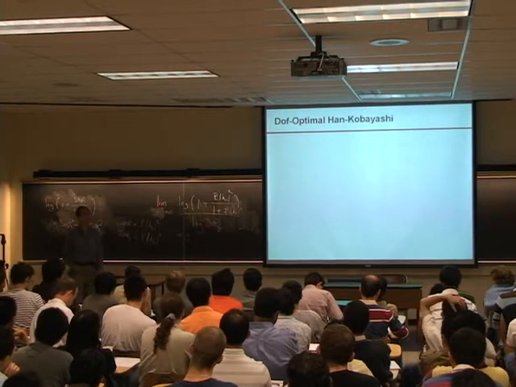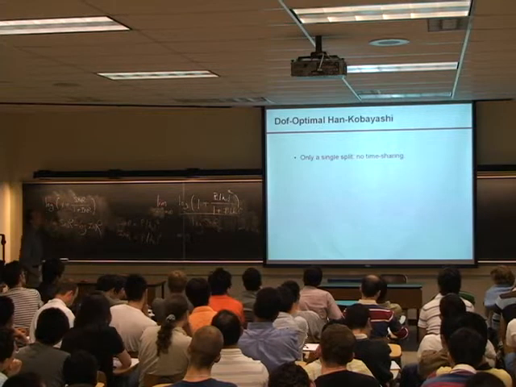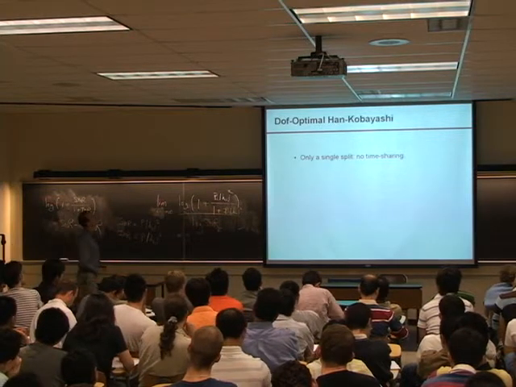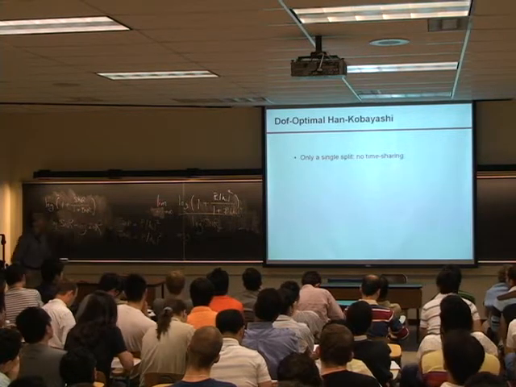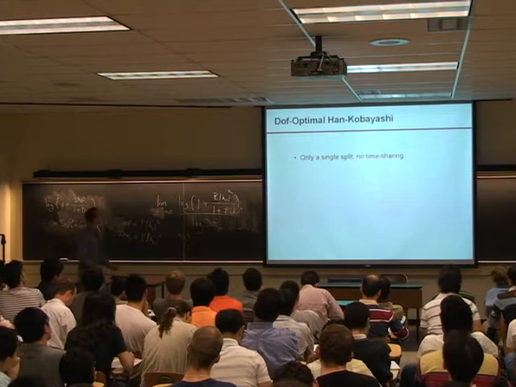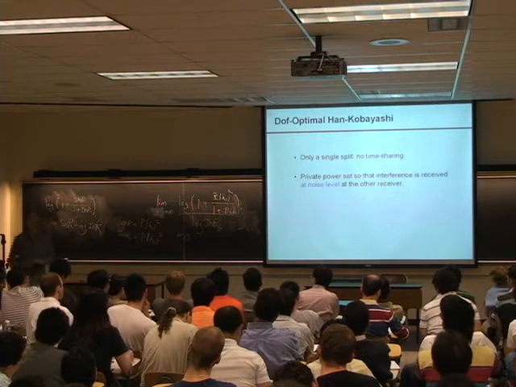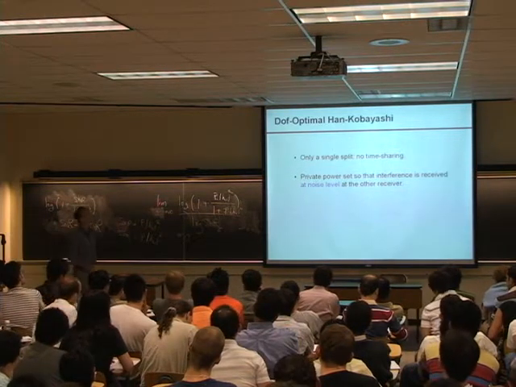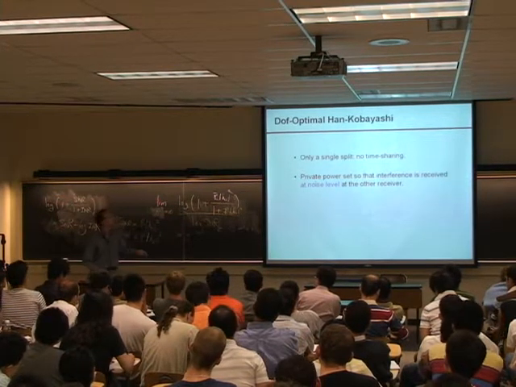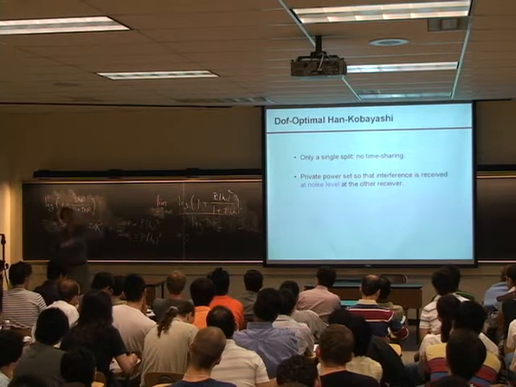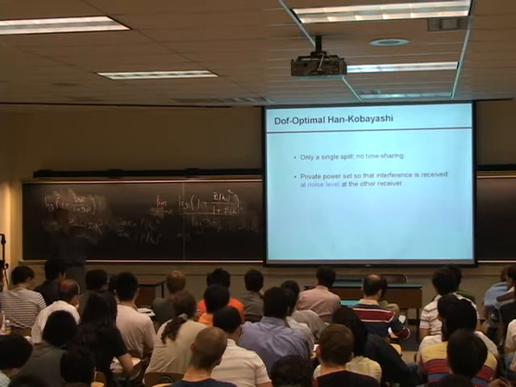So let's look at the structure of the degree-of-freedom optimal Gaussian Han-Kobayashi scheme. First, as I mentioned, you can show that you only need a single split. In other words, you only need to do one split, no time sharing required. Second, the key of the solution here is that the private power is set to be very special. When we did the optimization, the received power of the private signal turns out to be at the noise level at the other receiver. So it's not some arbitrary power, but a very special power.